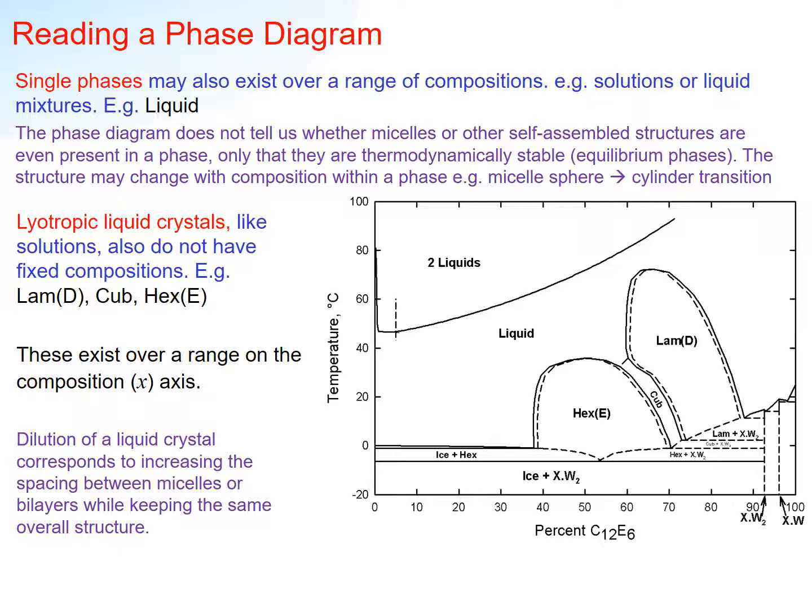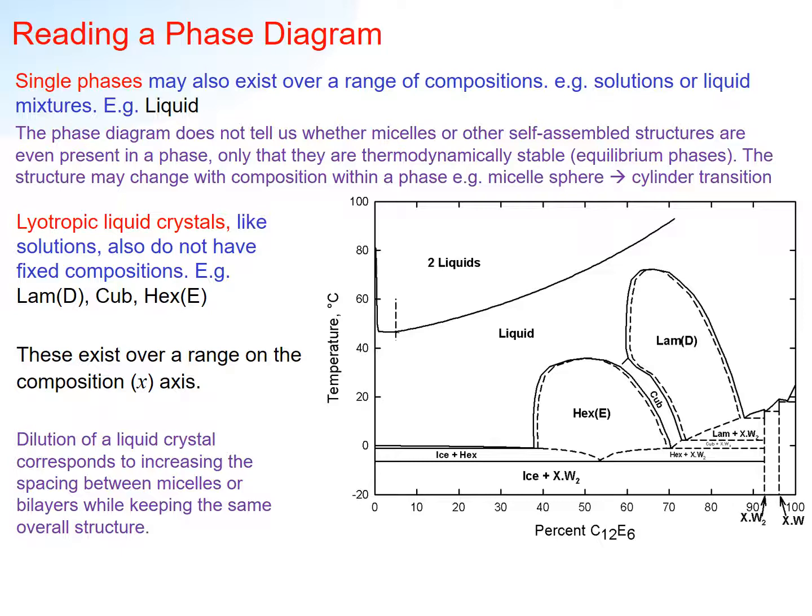For example, there may be a sphere to cylinder transition with composition or with temperature. We just know from the phase diagram that it's a single phase. Lyotropic liquid crystals, lamellar phases, cubic phases, hexagonal phases, and potentially others, also exist over a range of compositions as well as a range of temperatures.